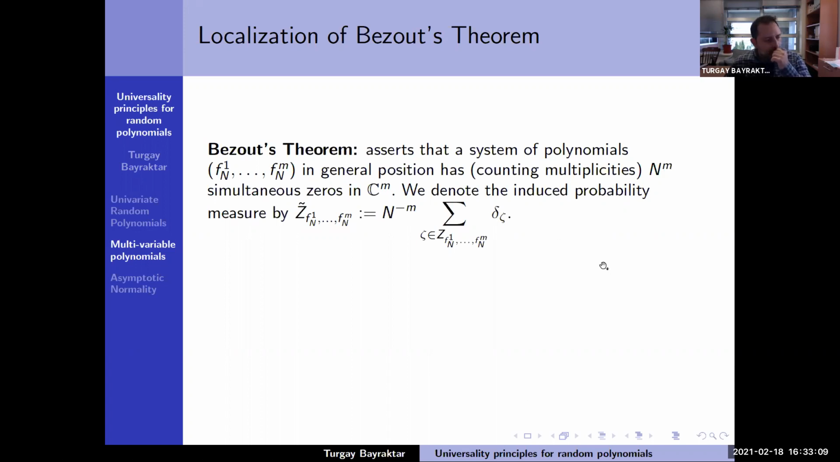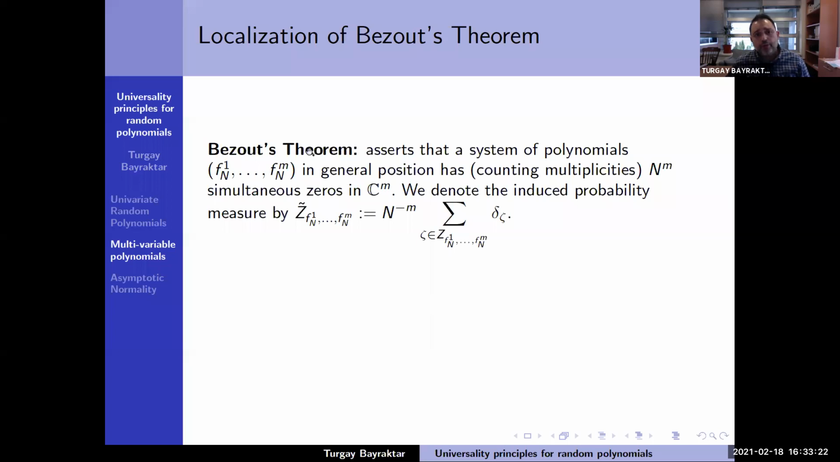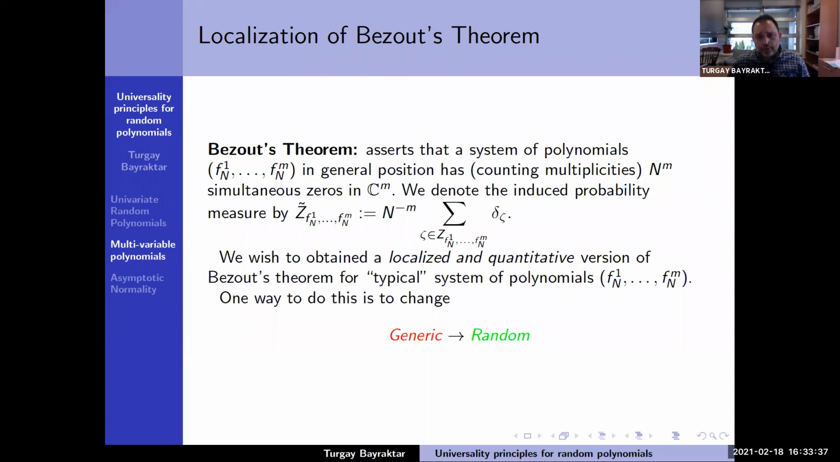Now, of course, Bézout's theorem, in the previous setting, tells you that for almost every choice of F1 through Fm, you will have a discrete zero locus, but it doesn't tell you where the zeros are or how they are distributed. It just tells you the number of them. And so what we want to do is localize this result.